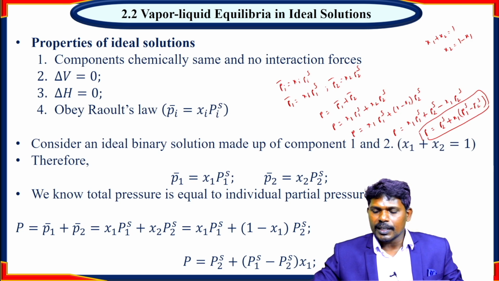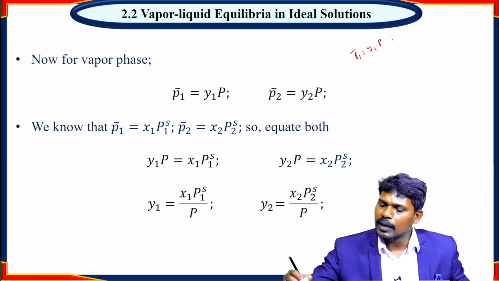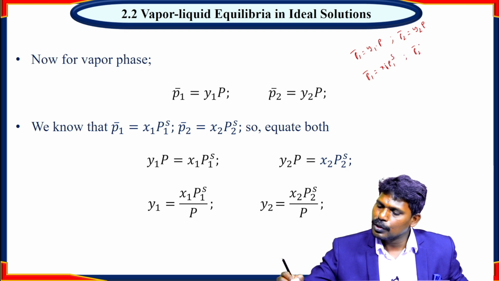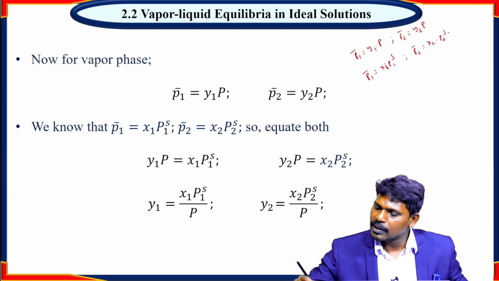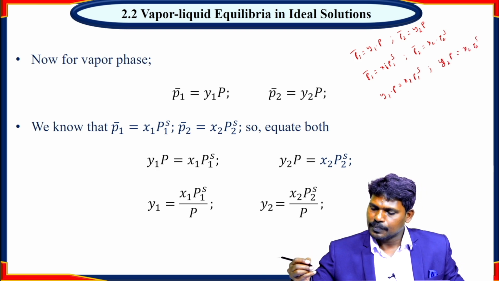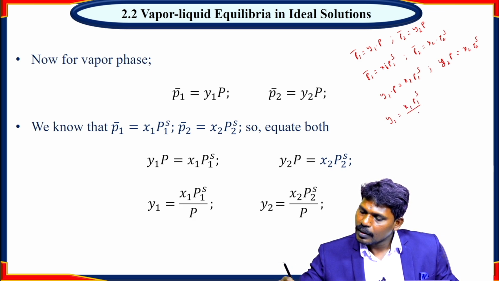Now we applied Raoult's law for the liquid state binary mixture. In the vapor state, when we apply it, we get P1 bar is equal to Y1 into P, and P2 bar is equal to Y2 into P. We are applying Raoult's law for the gas state. We already know for the liquid state P1 bar is equal to X1 into P1 saturated, and P2 bar is equal to X2 into P2 saturated. In an equilibrium state, both are equal. That's the reason we can equate: Y1 into P is equal to X1 into P1 sat, and Y2 into P is equal to X2 into P2 sat. So from here we can write Y1 is equal to X1 P1 sat by P, and Y2 is equal to X2 P2 sat by P.